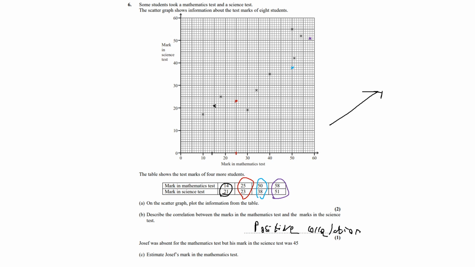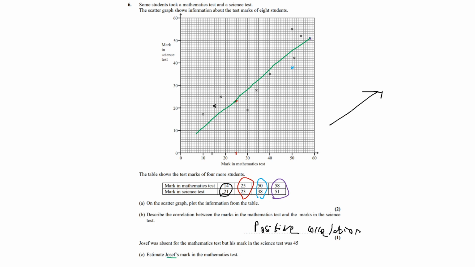Alright, I'm going to go something like that, maybe? Yeah, let me try that. 1, 2, 3, 4, 5, 1, 2, 3, 4. Okay. Not the best line of best fit, but do you know what? I'll take it. How much did Joseph score in science?